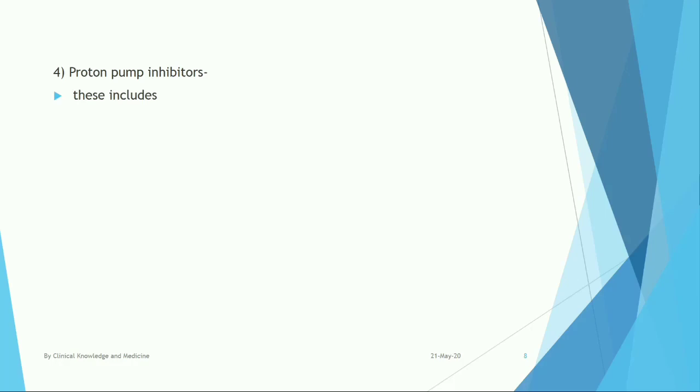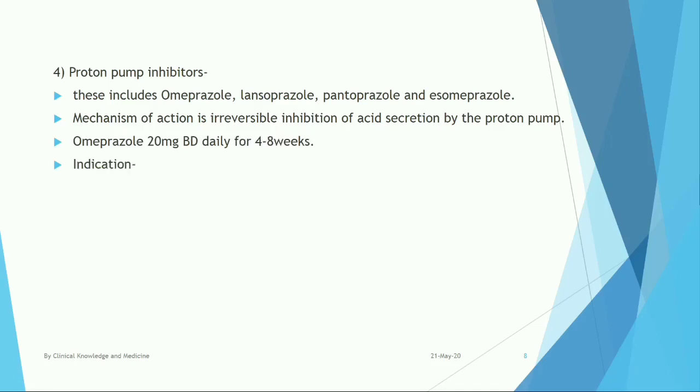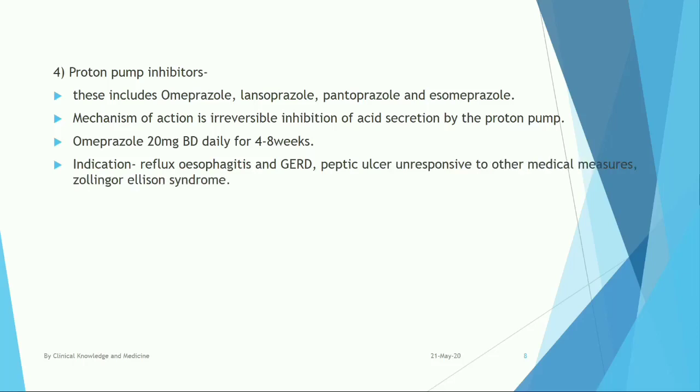Proton pump inhibitors. These include omeprazole, lansoprazole, pantoprazole and esomeprazole. Mechanism of action is irreversible inhibition of acid secretion by the proton pump. Omeprazole 20 mg daily for 4 to 8 weeks. Indications: reflux esophagitis and GERD. Peptic ulcer unresponsive to other medical measures.